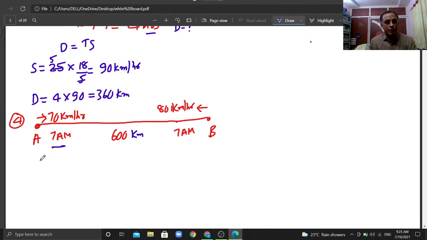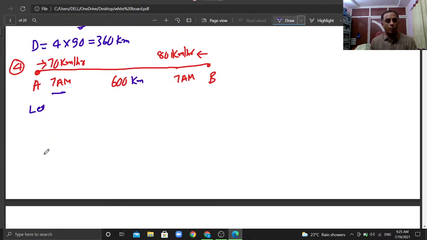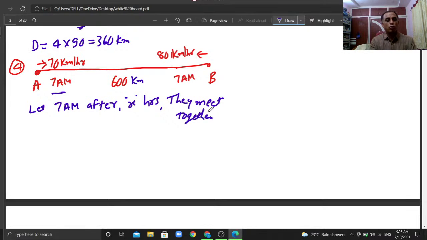Okay, so let 7 a.m. after x hours they meet together. How many hours, we don't know. Let x hours. So now the distance covered by first person in x hours plus the distance covered by second person in x hours should be equal to 600.